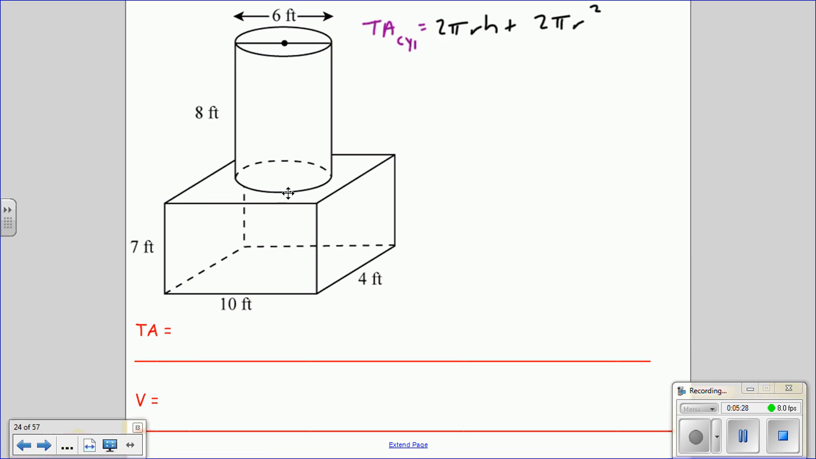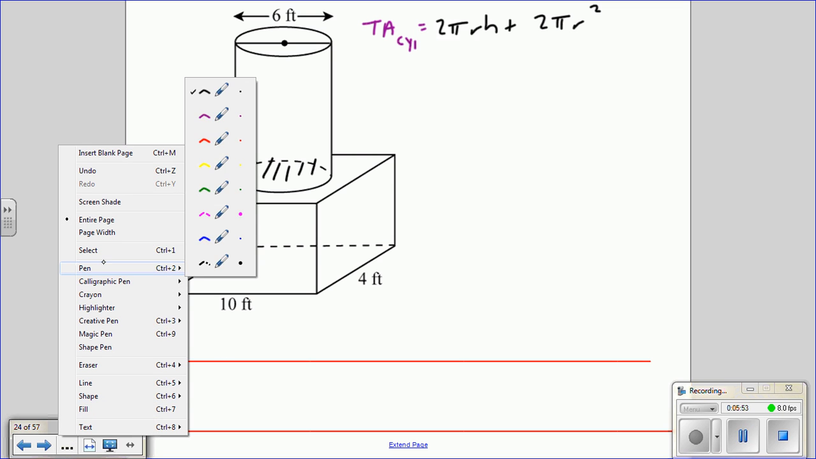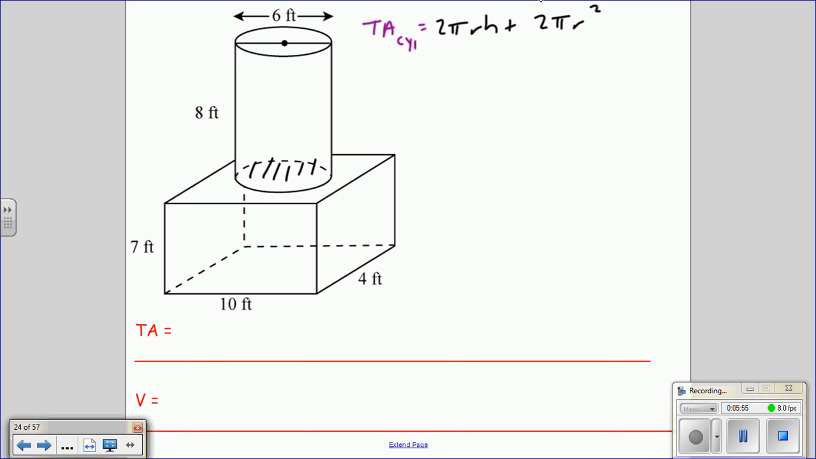Now, the first part is your lateral area. It's the area around the cylinder. The second part is the two bases. But notice one of the bases, this one right here, is being shared by both figures. So we're not going to include that one in the area formula. So truthfully, we're only going to use one of the bases. So let's get rid of this 2.